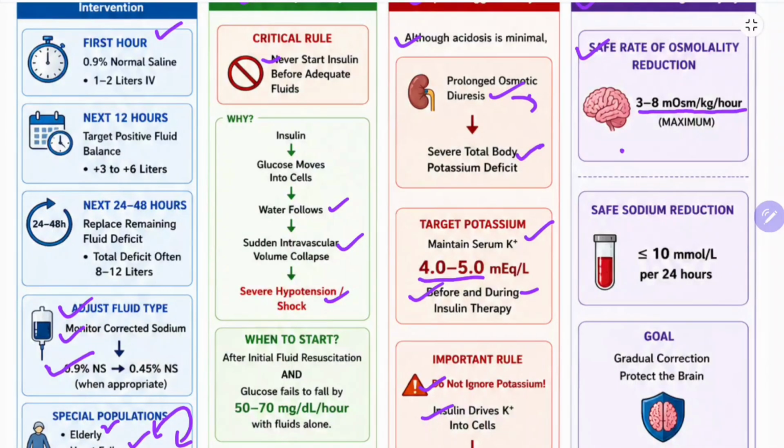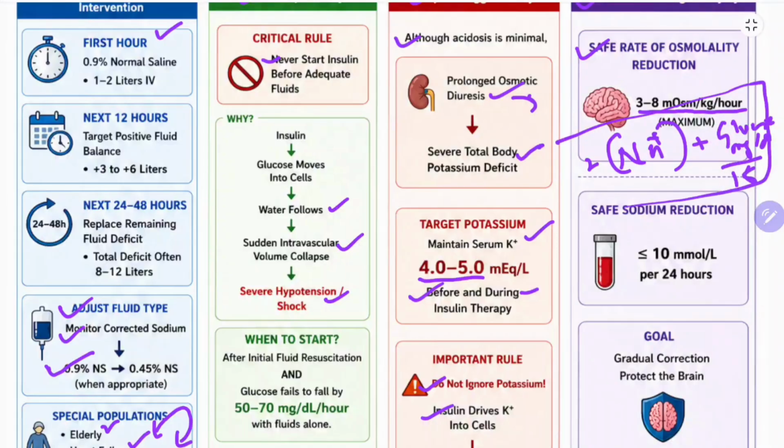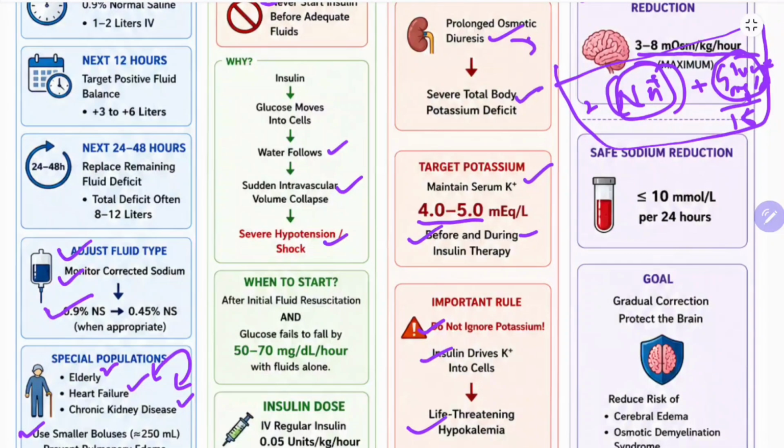How do you calculate osmolality? So 2 into sodium in milliequivalents plus glucose in milligram per deciliter divided by 18. So this will give you the serum osmolality per kg. Okay. So you should monitor. For that you need both glucose concentration and sodium concentration. So to have a correction of 3 to 8 milliosmol maximum, safe sodium reduction is less than or equal to 10 millimole per liter per 24 hours.